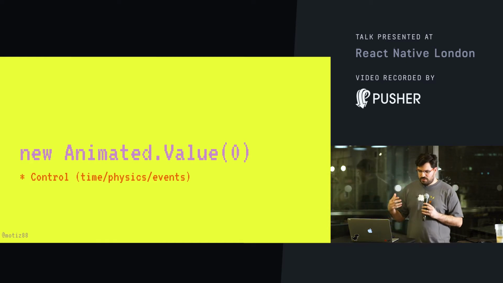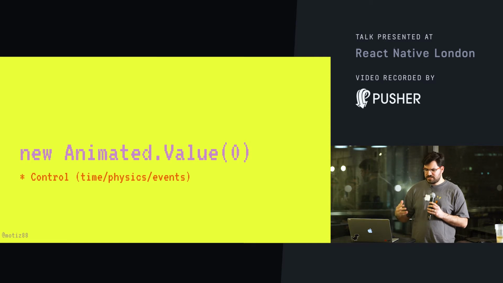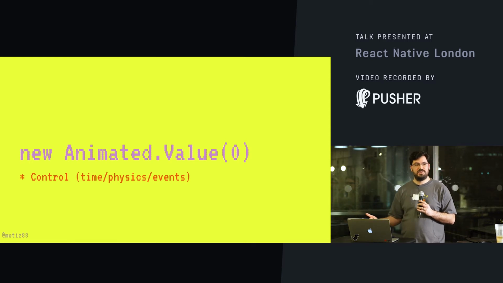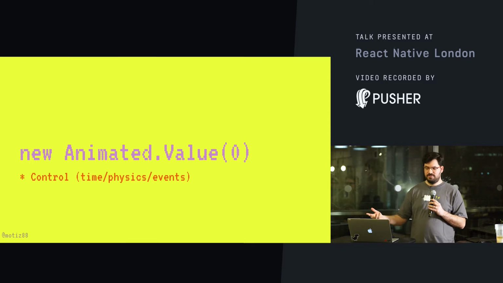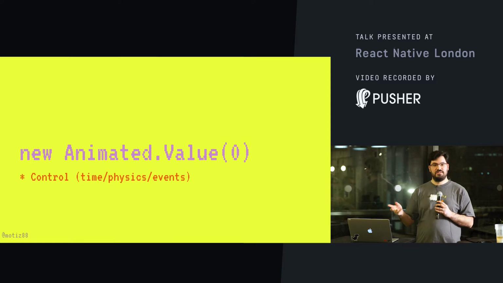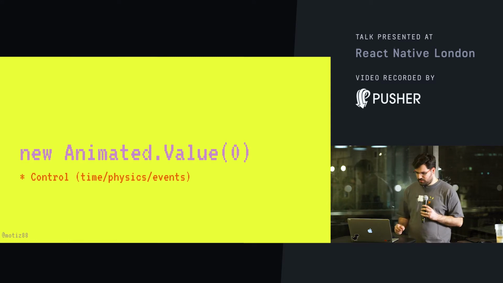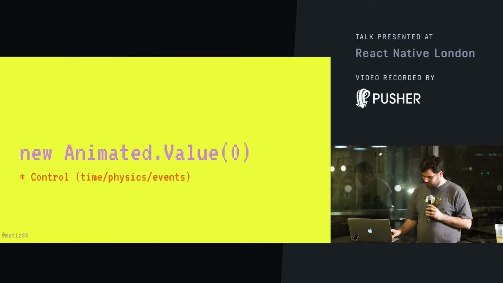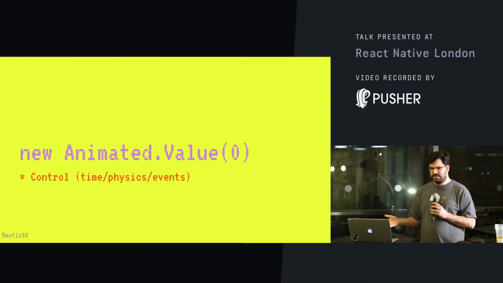We can also start physics-based animations. We can connect a spring model. Another nice thing is that we can link an animated value to a live input from an event, from the user. So touch event, scroll event, etc. We can use that to drive animations, which comes in handy when we want to show visual feedback on an animation.